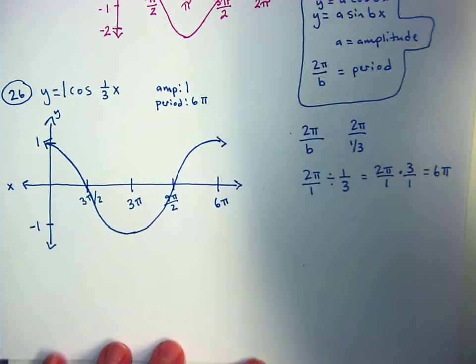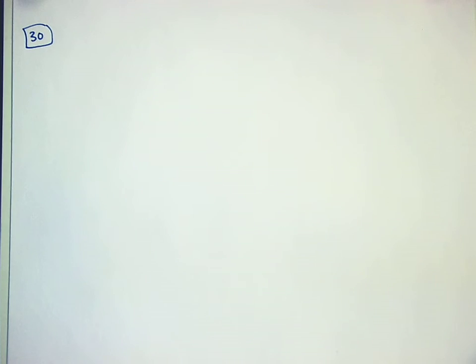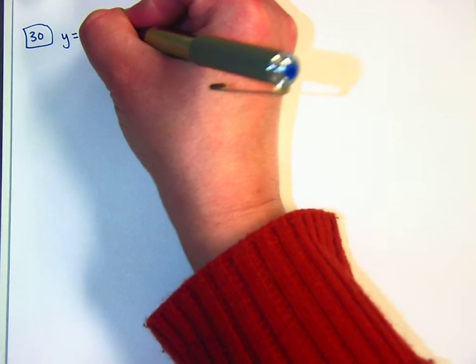Okay, the other one I want to try is number 30. Try this on a different piece of paper maybe. All right, so number 30 says y equals 3 sine of 2x.